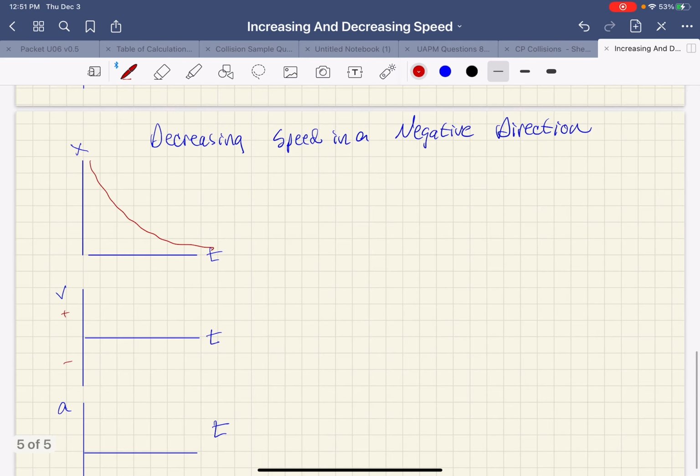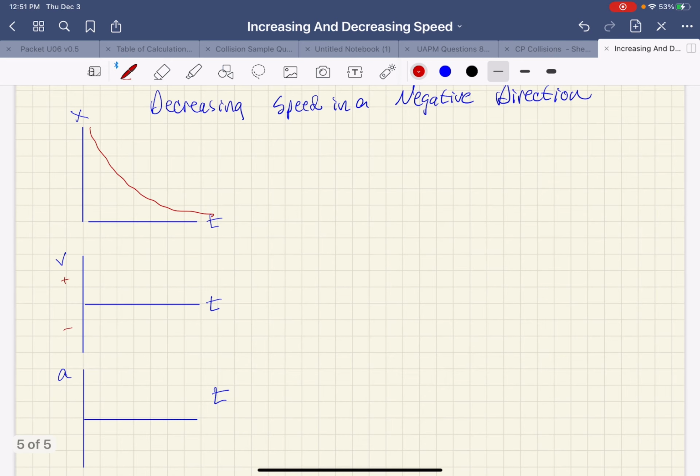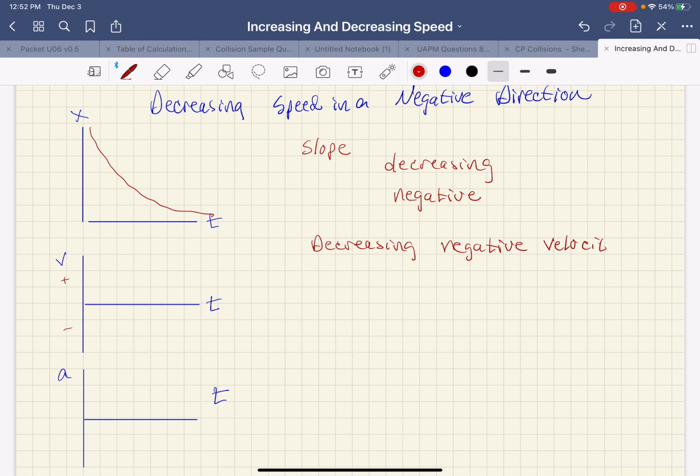All right, the last one, decreasing speed in a negative direction. So again, I'm going to look at the slope. My slope is decreasing. It's getting more and more shallow, and my slope is negative. This tells me I will have a decreasing negative velocity, and so I have to be under the horizontal line and I'm going to be going towards 0. I am decreasing my velocity.